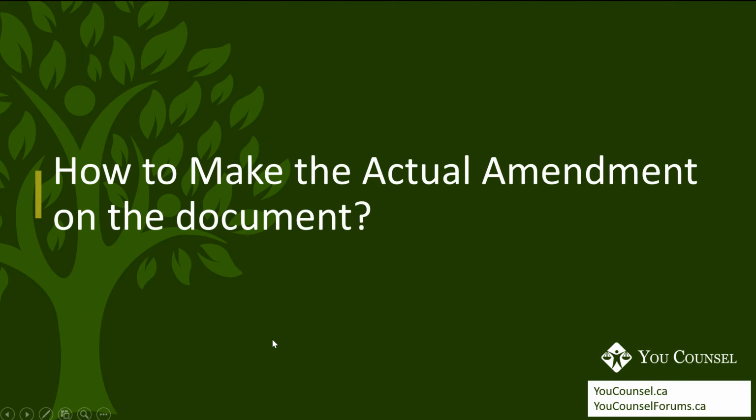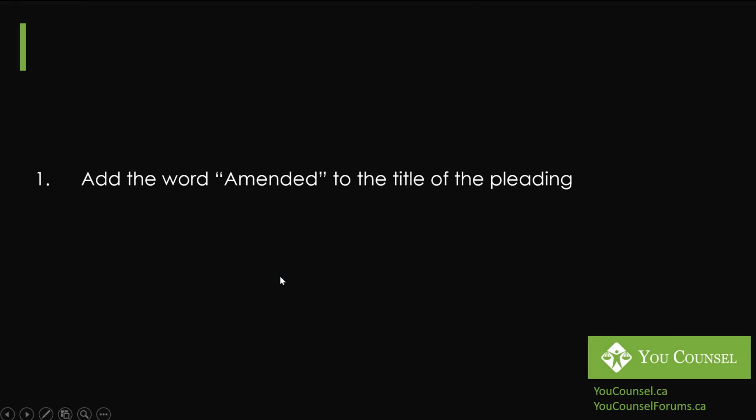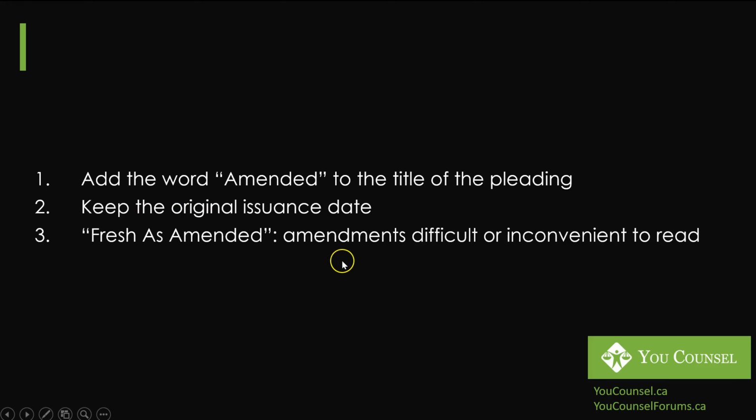How do you actually make the amendment on the document? So there's a specific way. The rules are very specific in how you make those amendments, and I'm going to go through that very quickly with you, and I'll actually show you a quick example of one of the amended pleadings that I have. So first of all, you have to add the word amended to the title of the pleadings. You have to keep the original issuance date, and then there is another option which is called fresh as amended, which I will show you.